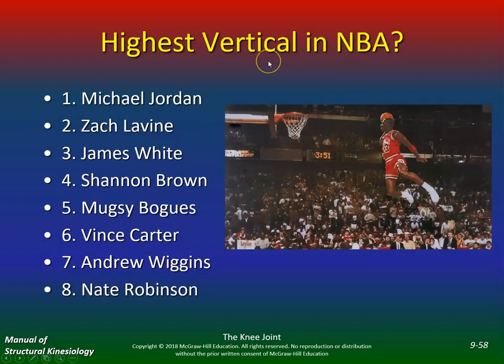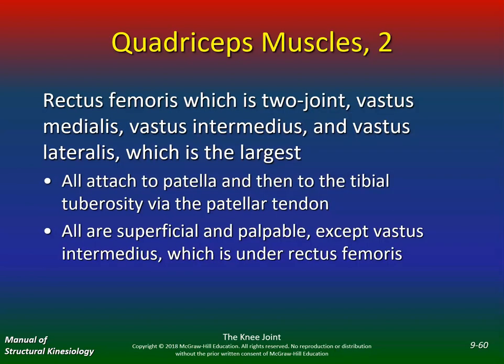So who has the highest vertical jump in the NBA? Michael Jordan, Zach LaVine, James White, Shannon Brown, Muggsy Bogues, Vince Carter, Andrew Wiggins, and Nate Robinson. So I'll show you this video so you can appreciate some of the best NBA players step up. Can't wait for the NBA season to come back again.